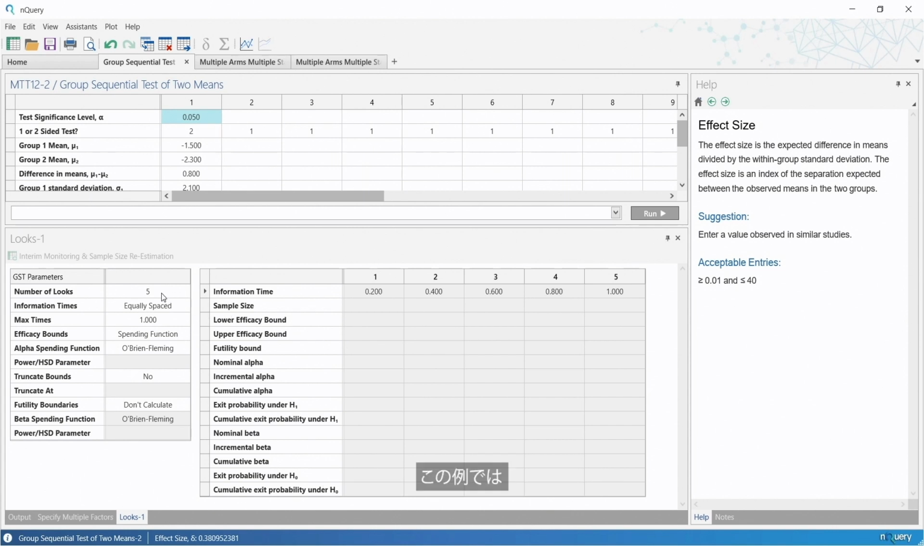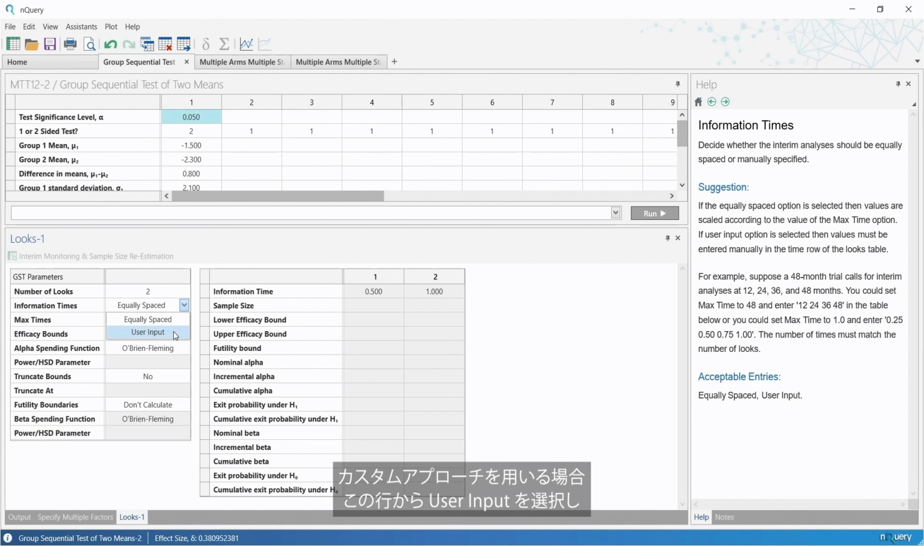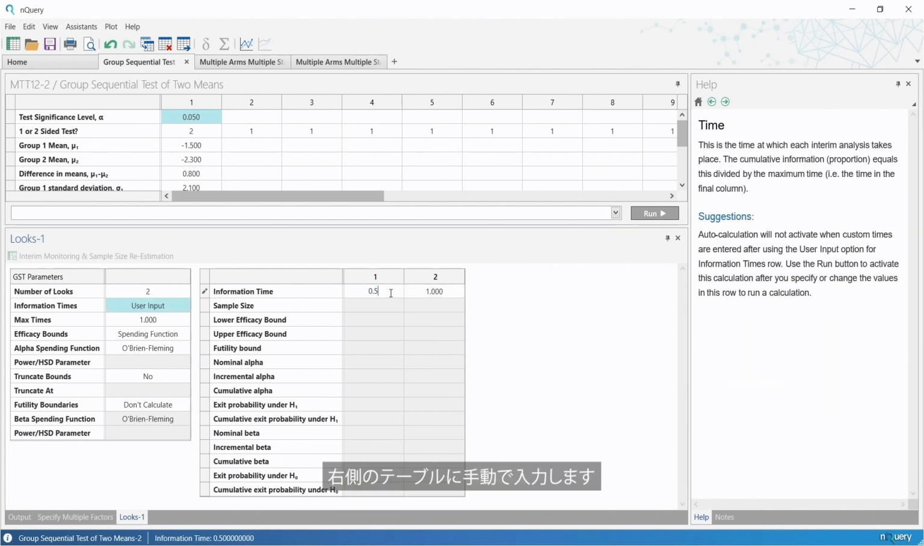In this particular example, the researchers had a single interim analysis, which meant that there were 2 looks in total. And these were equally spaced, meaning that after 50% of the data was collected, they would do an interim analysis. If we wanted to use a custom approach, we could select user input from this row and then enter these into the table on the right-hand side manually.